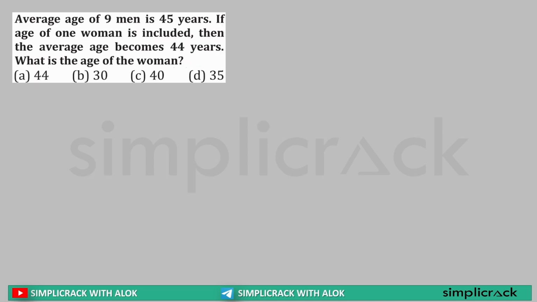Now, sir, the average of 9 men is 45 years. If the age of one woman is included, then the average age becomes 44 years. So, sir, 9 persons are there. Their average age is 45. So the total age is what? So total is equal to 9 5s are 45, 4 there, 9 4s are 36 plus 4, 405. So this was the total.